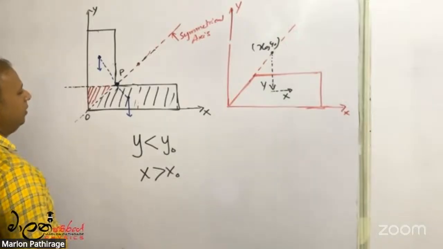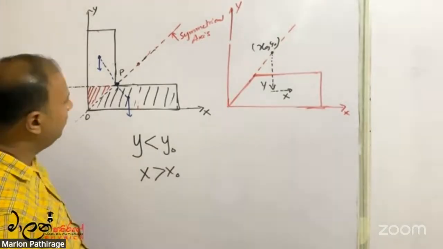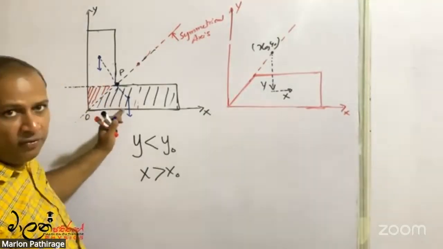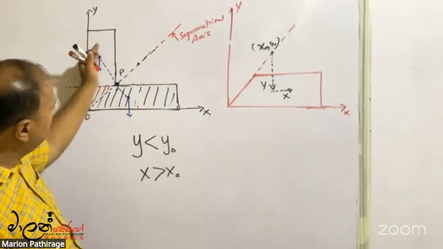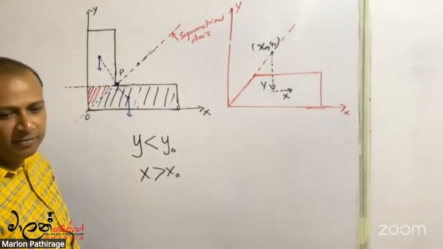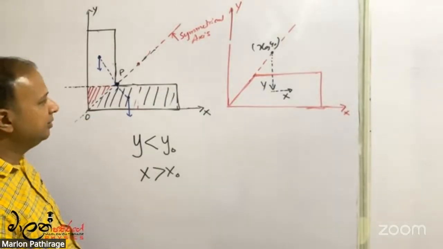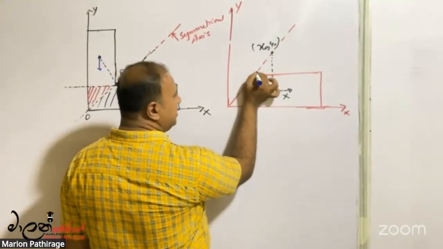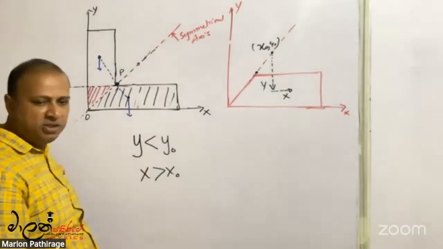And now, what will happen? What will happen if this object moves to this side? What way? Then initially the center of gravity should be near this position.